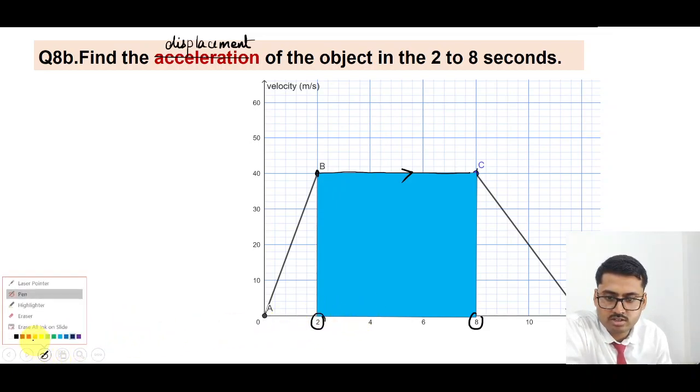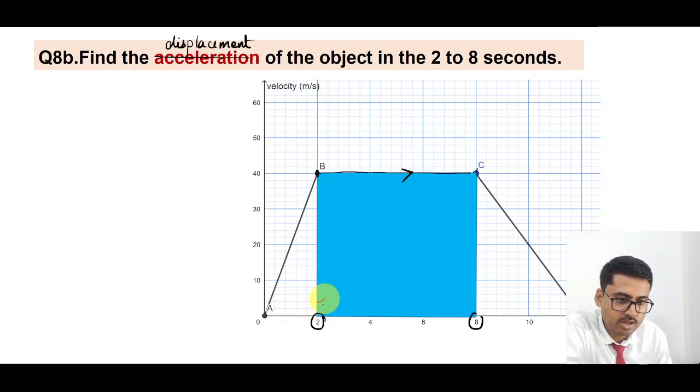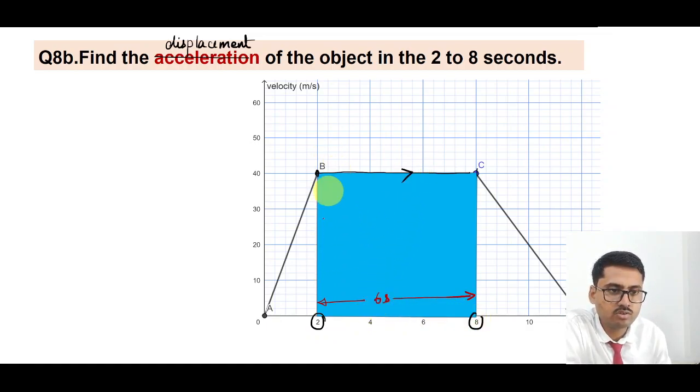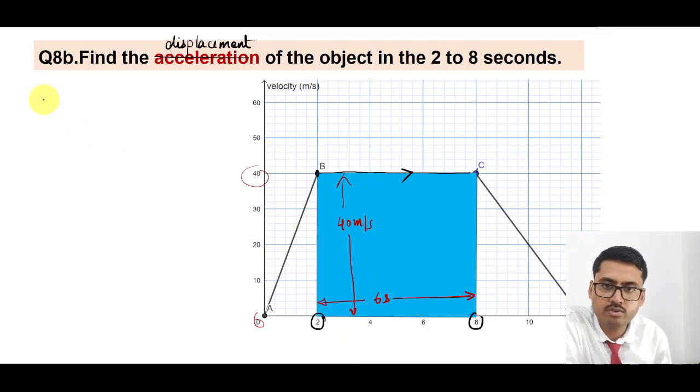If we see the dimensions over here, in time we have got 8 minus 2, and that will be 6 seconds. See the interval, right? This is 8, this is 2. So what is the difference? 6 seconds. Similarly, for the height of this rectangle over here, this is 40 and this is 0. So basically the height is 40 meter per second. So you can now calculate the area or displacement.